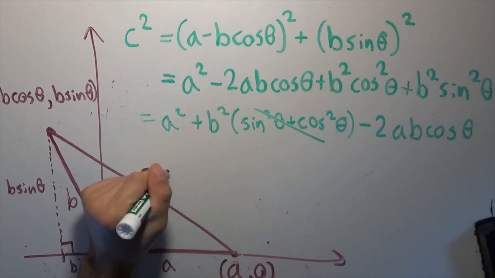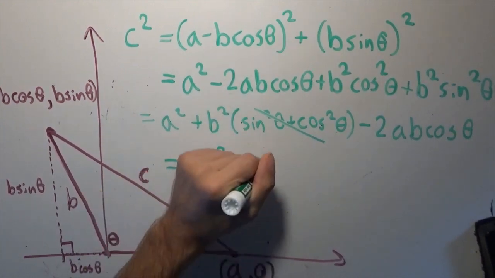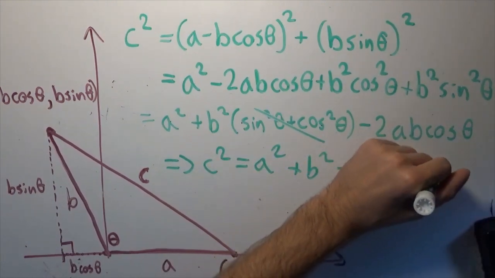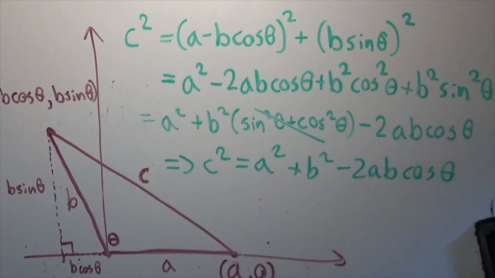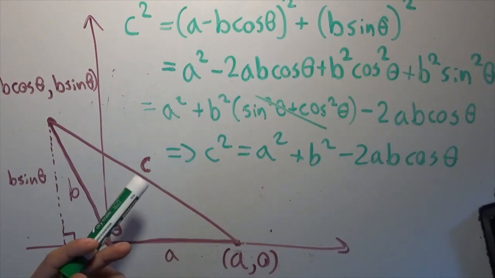And so we end up with the final statement that c squared equals a squared plus b squared minus 2 times a times b times the cosine of theta. So essentially, if you know any two of the sides of any triangle and the angle between them, you can find the third side using this.